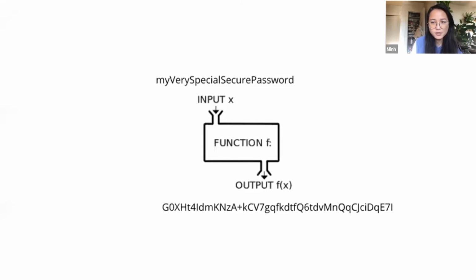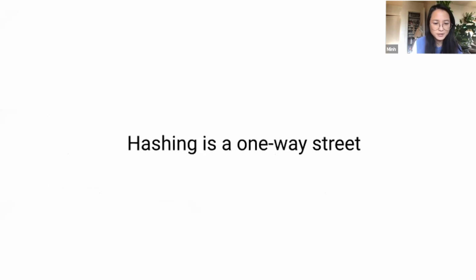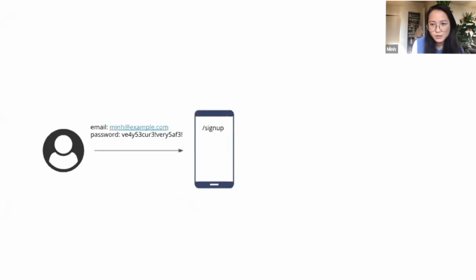Another property of hashing functions is that if you change any part of the input, it should change the output as well. In this example, you can see the inputs and the outputs of the hashing, and you can see that cat and cats are very similar. The only difference is the letter S, but the output looks super different. And you can't really work out what the input was from just looking at the output. That's another super important property of hashing: you can't work backwards. Hashing is a one-way street. So just keep in mind that it's very hard to know what the input was if you only have the output. So how does this help us?